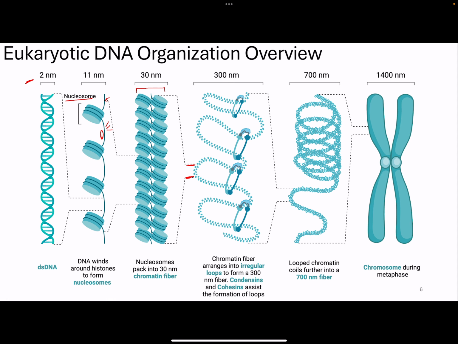Then as we move to even higher orders of looping, focusing on this 700 nanometer version of chromatin versus the fully compacted chromosomes that you see during mitosis and meiosis, we can imagine these individual pieces of chromatin coiling and looping more and more tightly to the point where absolutely no gene expression is happening, and we're looking at a fully compacted chromosome that's been replicated and ready to go through cell division. So this is where we're starting from.